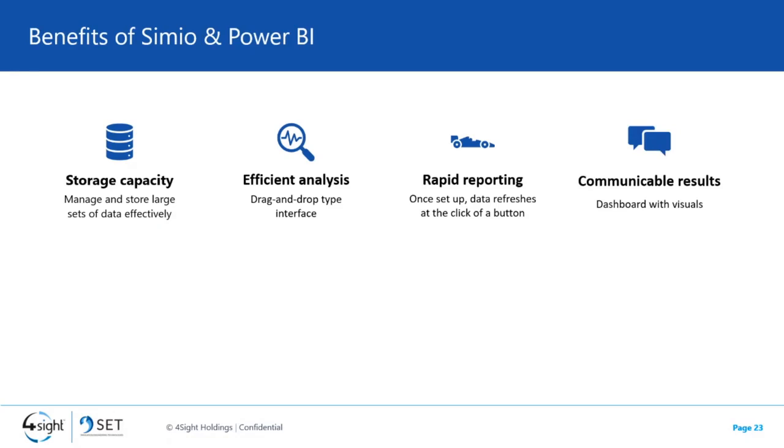The communicable results advantage I'm referring to is the fact that it was mentioned earlier that people process visuals 60,000 times faster than text, which I can definitely relate to.